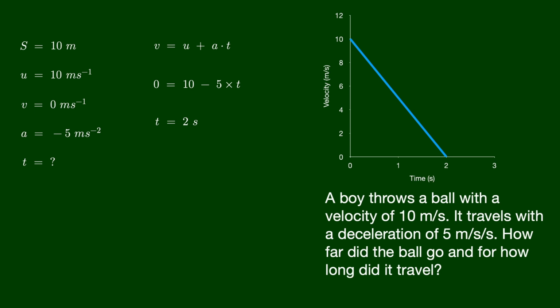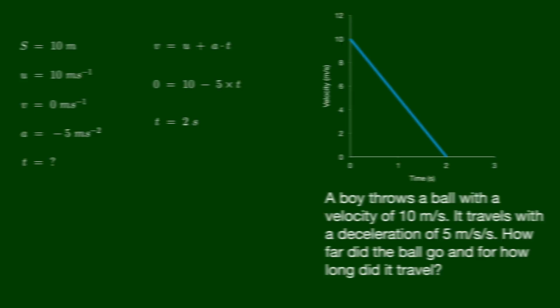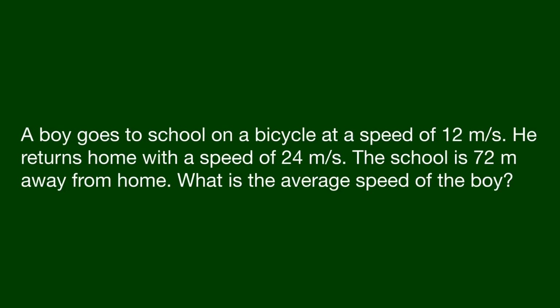Let's look at the next exercise. A boy goes to school on a bicycle at a speed of 12 meters per second. He returns home with a speed of 24 meters per second. The school is 72 meters away from home. What is the average speed of the boy?